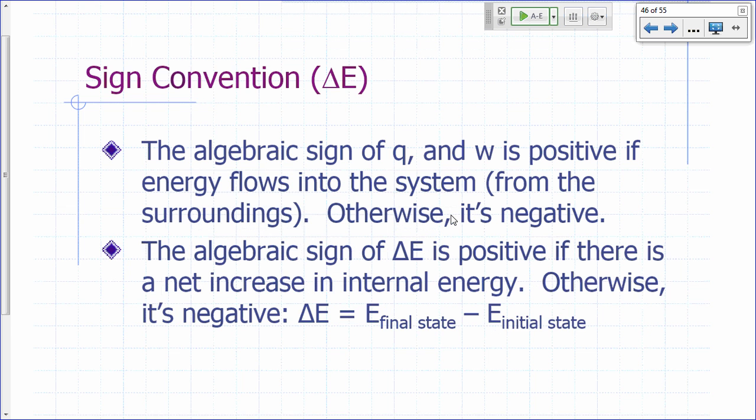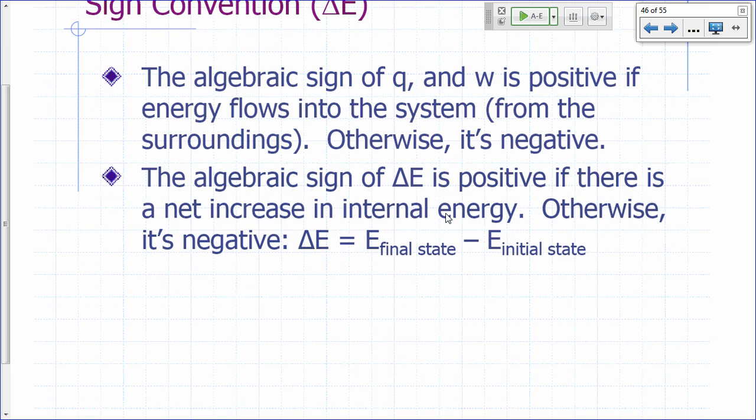Sign conventions for delta E follow the sign conventions for Q and W. So remember we said Q and W are positive if energy flows into the system, otherwise it's negative. So delta E is the same thing. It's positive if there's a net increase in the energy of the system. If there's a net decrease in the energy of the system, you expect delta E, the final E, to be less than the initial. So delta E in that case would be negative.